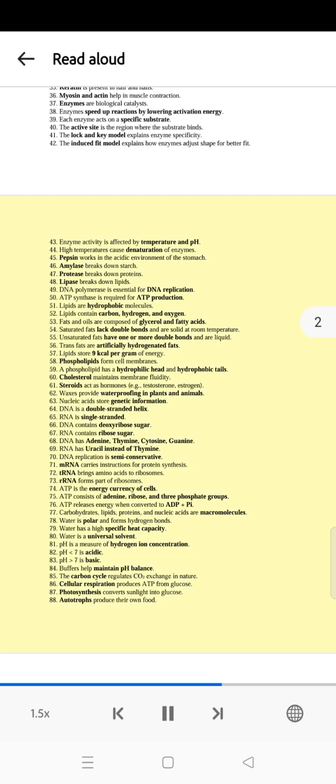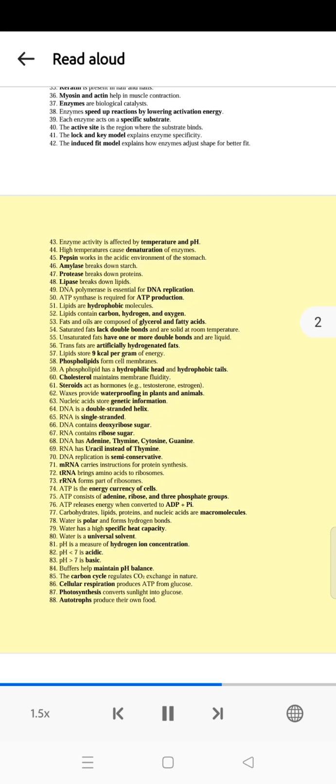pH is a measure of hydrogen ion concentration. pH less than 7 is acidic. pH greater than 7 is basic. Buffers help maintain pH balance. The carbon cycle regulates CO2 exchange in nature.